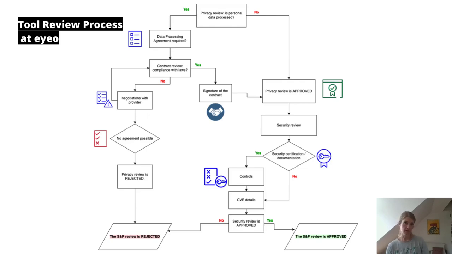If not, here we are talking about starting with a privacy review, for example. If the terms are not compliant with law, we are starting to renegotiate with the provider, and either the provider is implementing compliant provisions with the law, then we are getting back to the usual process and would approve the privacy review. If the provider does not, we won't have an agreement, we won't check security settings, we will just say the privacy review is rejected and please check out whether there is another tool.